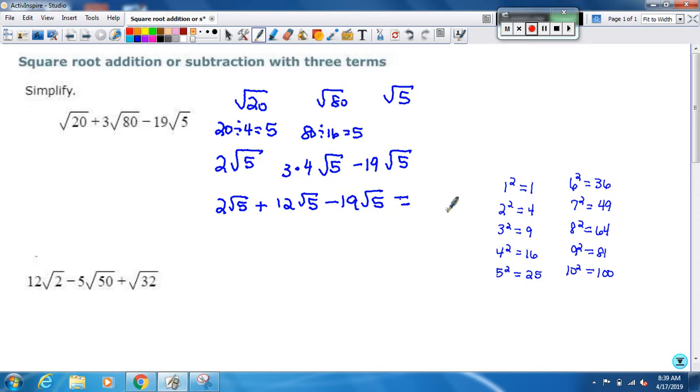Okay, so now you just total up your square root of 5. So 2 plus 12 is 14, take away 19 is negative 5. So the answer to this problem is negative 5 square root 5.